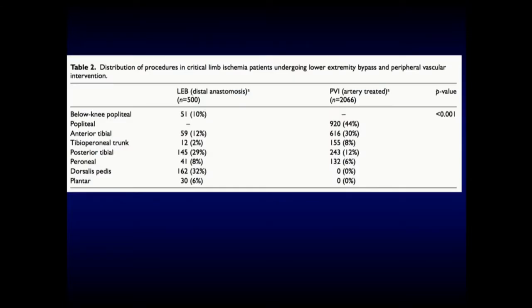So in the PVI group, 44% had angioplasty of a popliteal lesion, while 10% had a target in the BK pop in the surgical group.